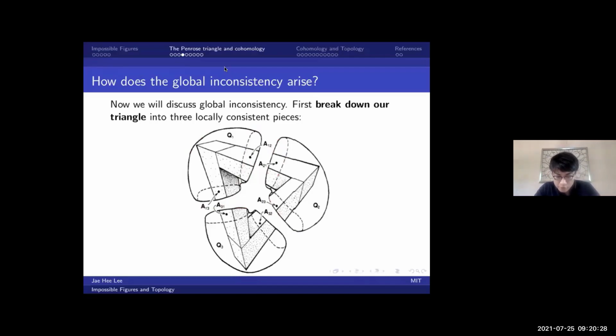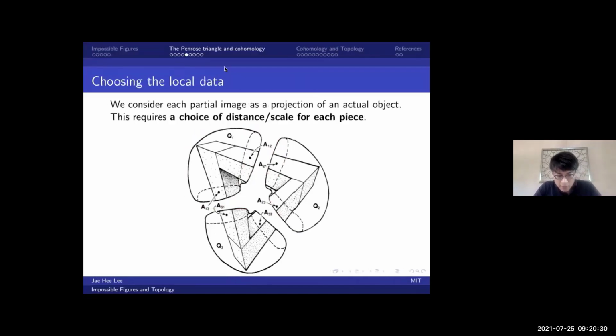And three is the one I chose. Okay, and we've chosen this local data. So we've broken down our triangle into three pieces. And for each piece, now we are interpreting each piece as a projection of an honest object. As I've explained, this kind of interpretation requires an extra choice.